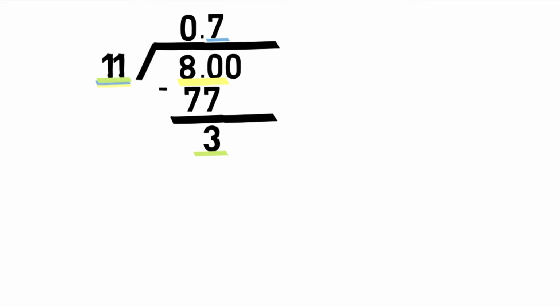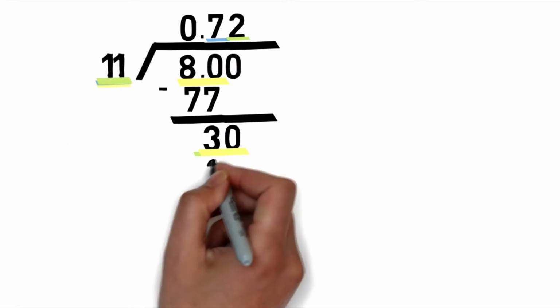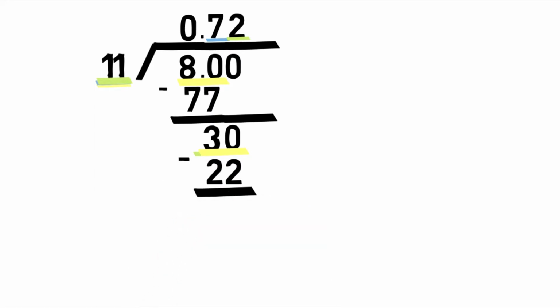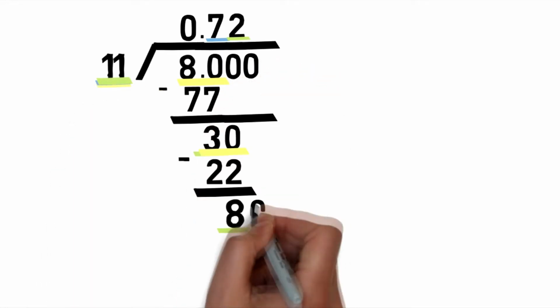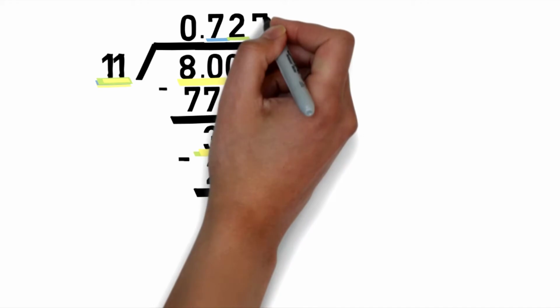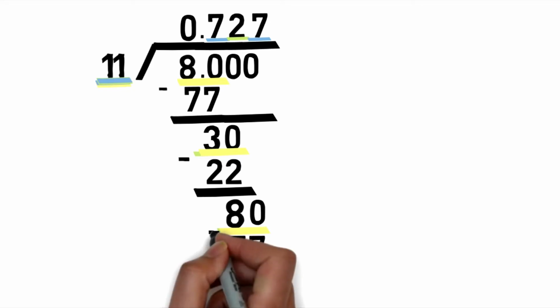Bring down this 0 to the remainder, making 3 to 30. 30 divided by 11 is 2. 2 times 11 is 22. 30 minus 22 is 8. We cannot divide 8 by 11, so another 0 is annexed to the dividend, making it 80 again. 80 divided by 11 is 7. 7 times 11 is 77. 80 minus 77 is 3.